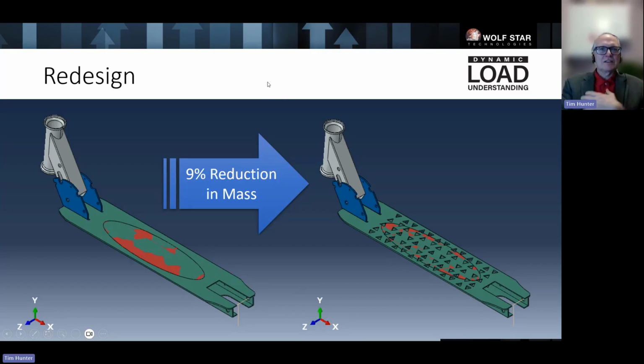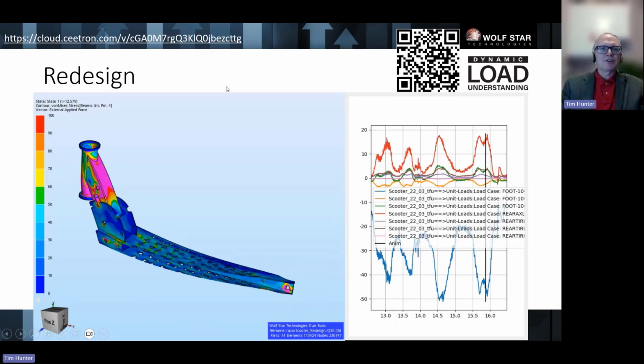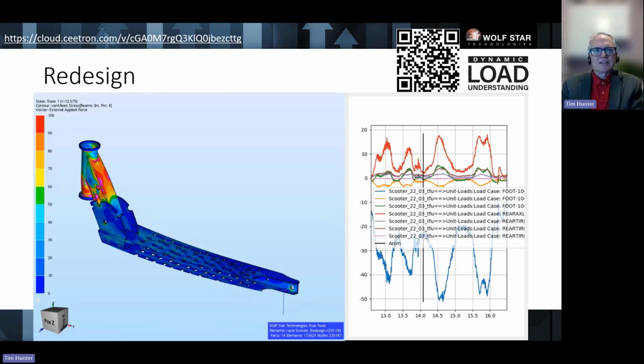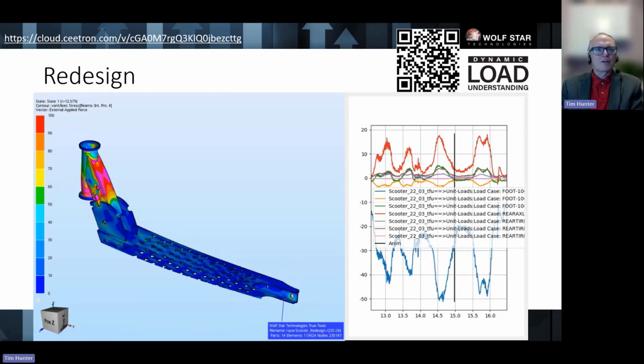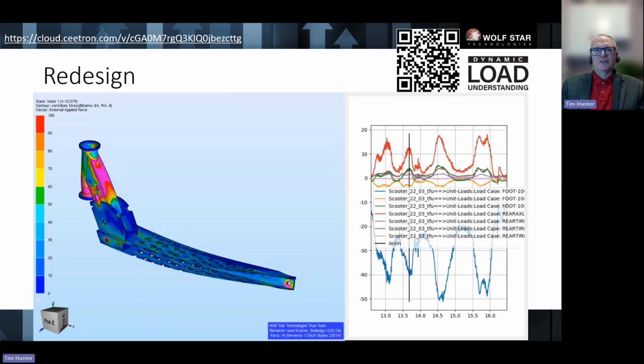And then all we need to do in the FEA model is rerun those unit loads on our redesign model, and we can come back into our TrueLoad software, and we can regenerate the operating deflection shape based off those same loads now. These are the same loads that we saw before, and now we see the stress and strain response for our redesign, okay?